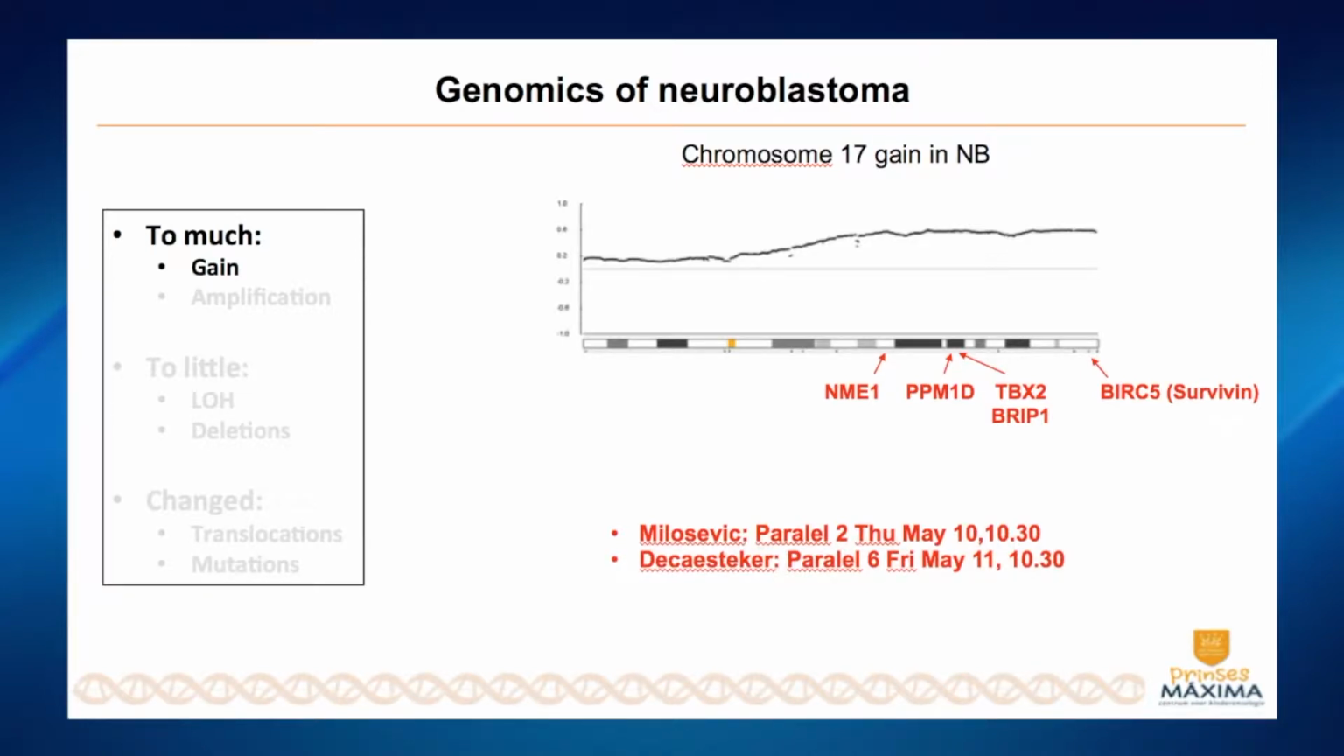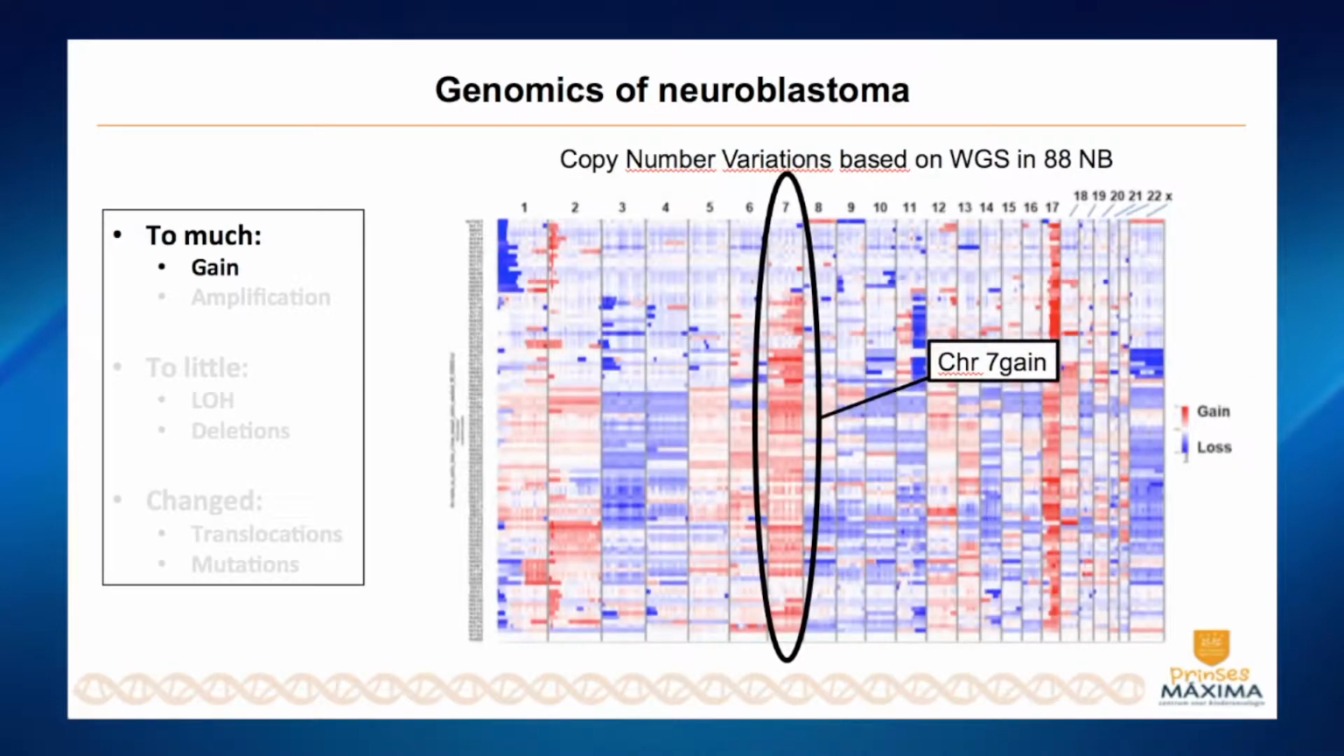This is 17q. We have other gains. Another frequently gained region, which is not that frequently worked on, is chromosome 7, a frequent whole chromosome gain. Interesting region. So if you want to work on an interesting gene, try to find one on chromosome 7. There's a lot of potential tumor-driving genes.